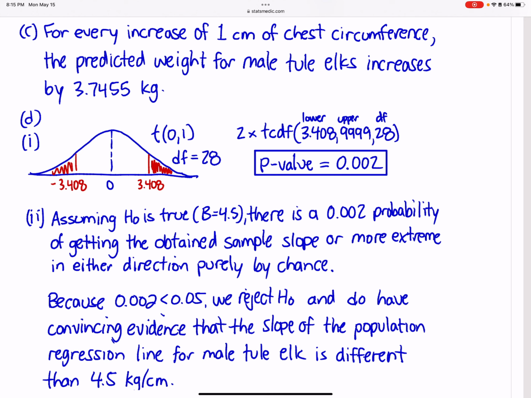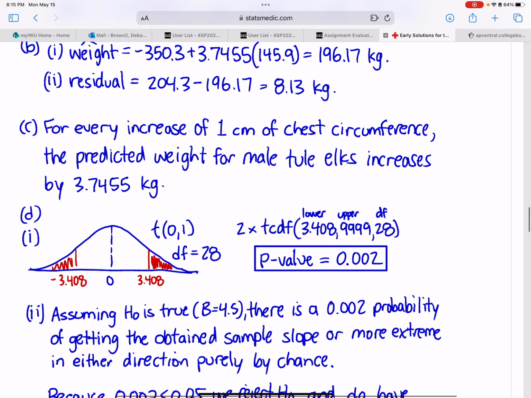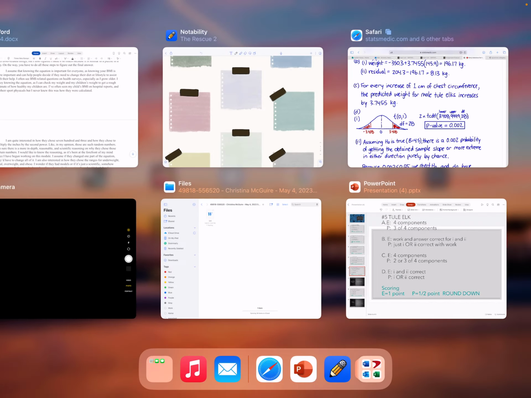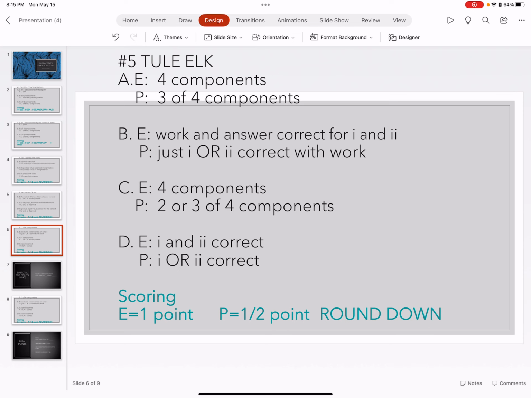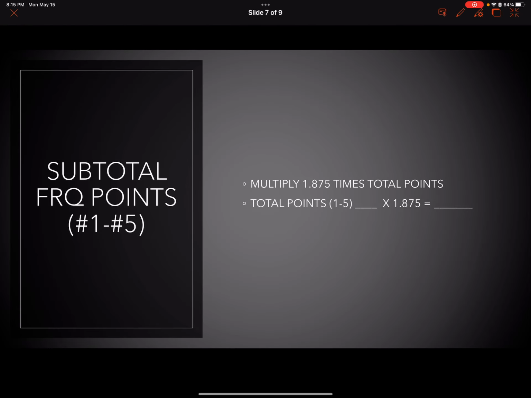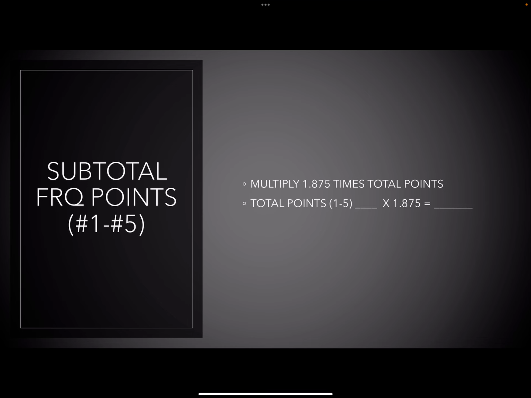So if you had 1 correct and 2 correct, give yourself an E for that question. If you just had one of them correct, then you get the P. Okay, so now let's take a pause here. We're going to do the subtotal for the FRQ points. What I'd like you to do is multiply 1.875 times the total points that you have thus far. Add up all the points 1 through 5 and multiply it by 1.875. Okay, and put that number aside.